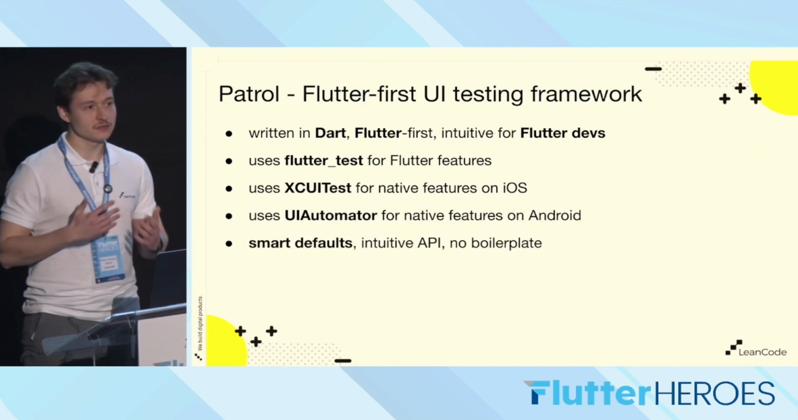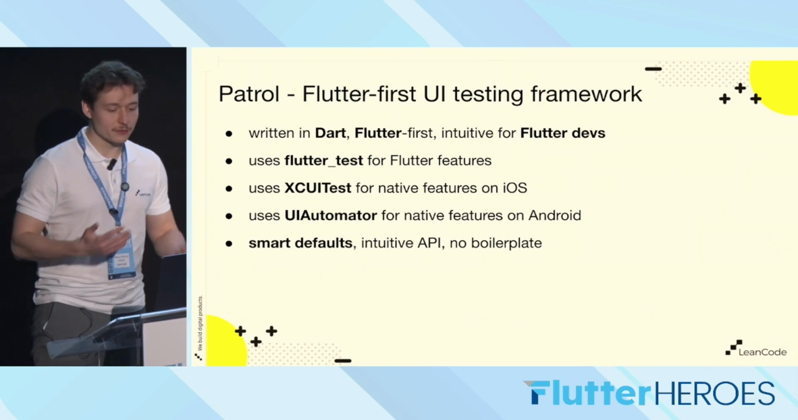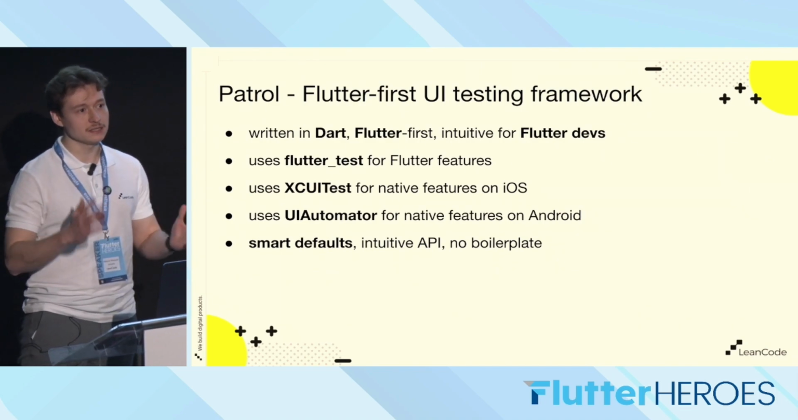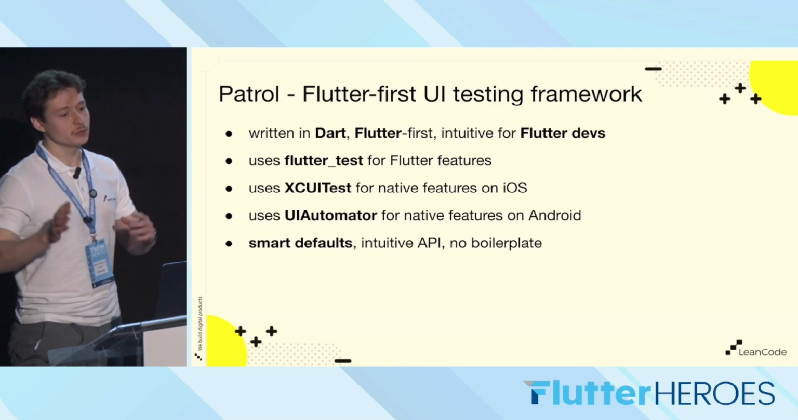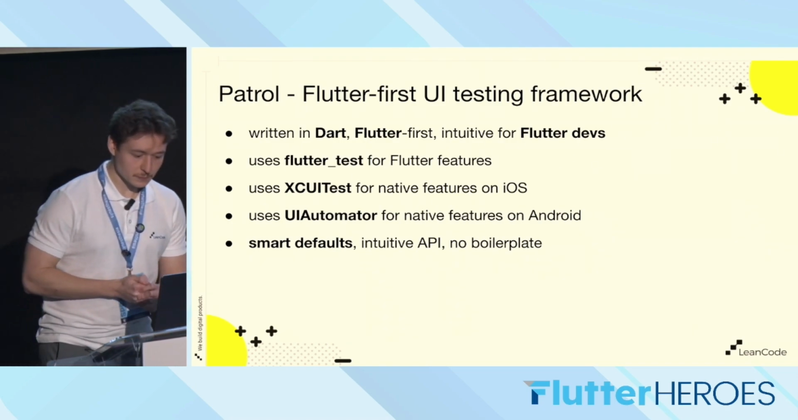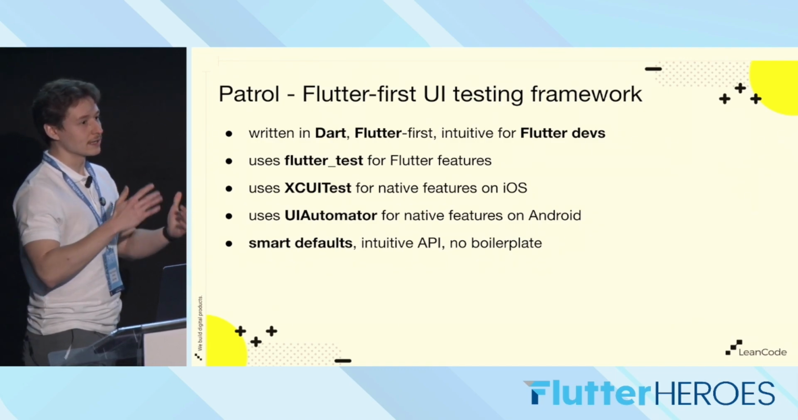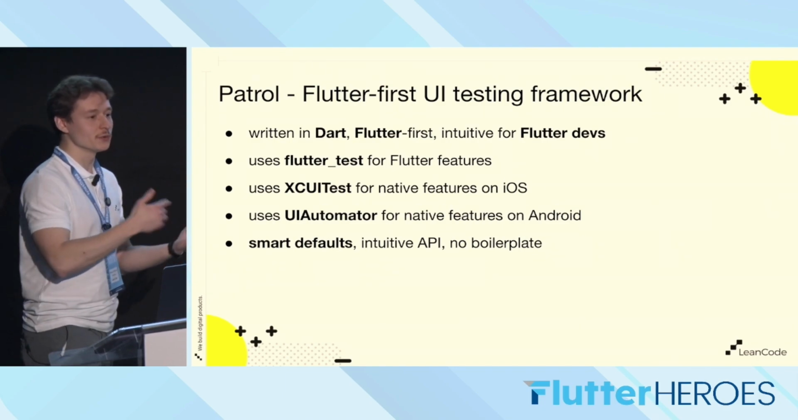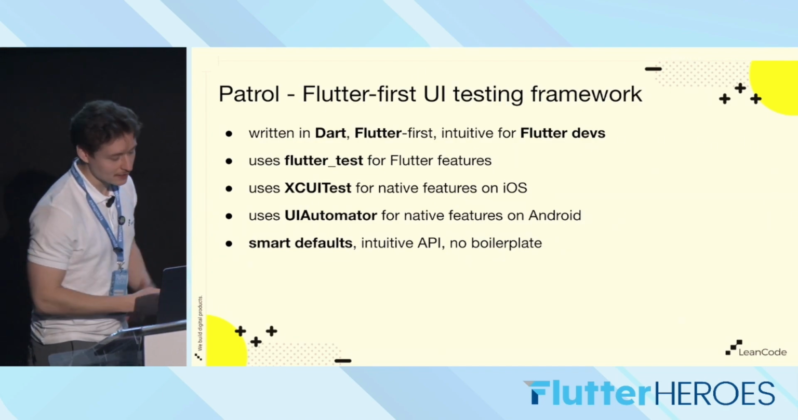We try to offer smart defaults because we made Patrol for our QA team, and our QA team told us that most of the time, they just want some default behavior. For example, if you find multiple widgets, you probably want the first one. Or if you want to tap on something, you probably want it to be hit testable, clickable, so we wait until something is clickable so that you can tap on it, stuff like that.